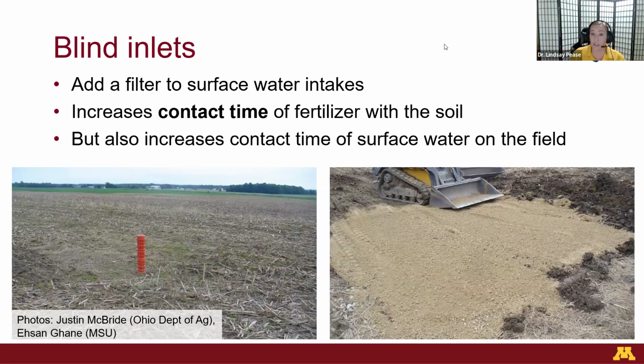And adding a filter to that surface does increase the contact time of fertilizer and water with the soil, which is a plus and a minus. It's a plus for the phosphorus losses. Like I said, it gives opportunities for any of that loose phosphorus to bind to the soil, but it does slow down the process of draining a field, which a farmer may or may not be willing to accommodate.